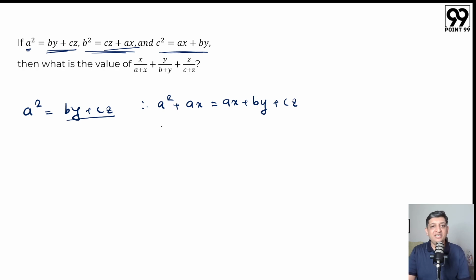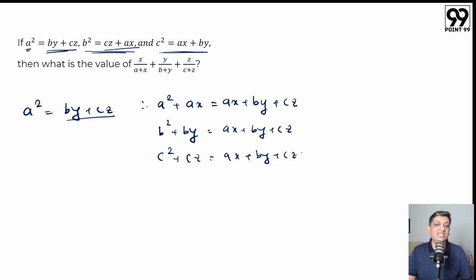Same thing if I do with b square, I will add the missing term to both sides. I will add by. I am again going to get ax plus by plus cz. Similarly, if I look at the third term, if I just add c square plus cz, then I will get ax plus by plus cz on the right hand side. And all three of them now become equal. So what am I going to see here? I'm going to say that all of them are equal in nature.